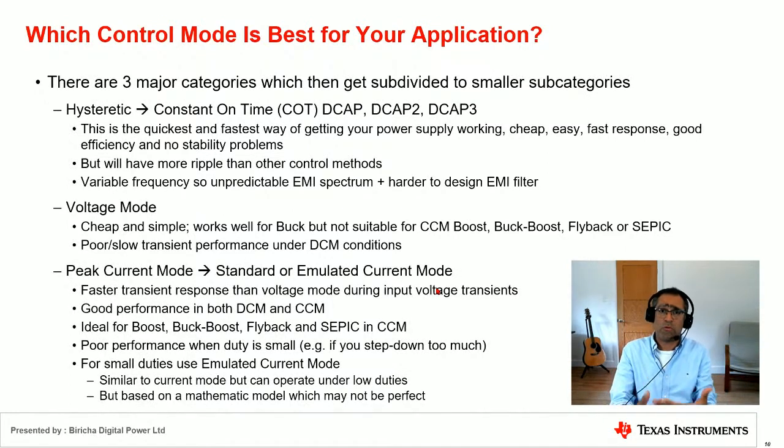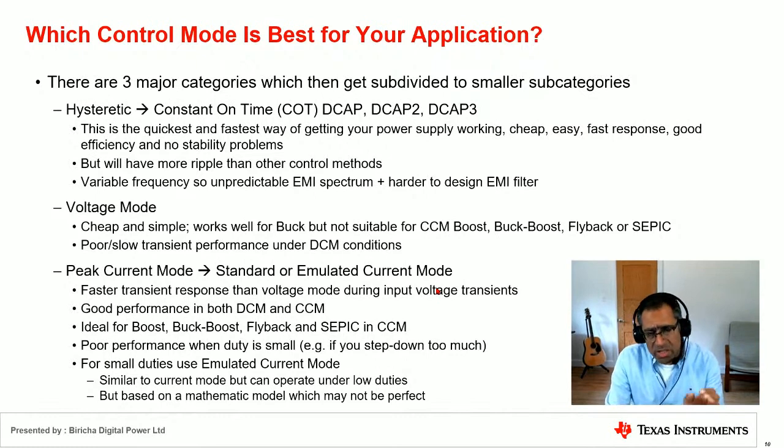So in order to solve these problems, what we have is peak current mode control. It comes in two flavors, a standard or emulated current mode. It's got faster transient response than voltage mode during input voltage variations. It has got good performance in both discontinuous conduction mode and continuous conduction mode. It's ideal for converters with right-hand plane zero, such as boost, buck boost, flybacks, and so on.